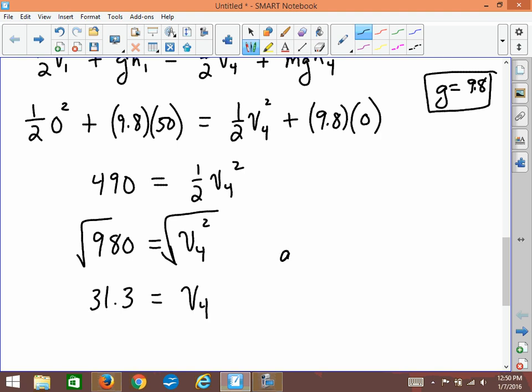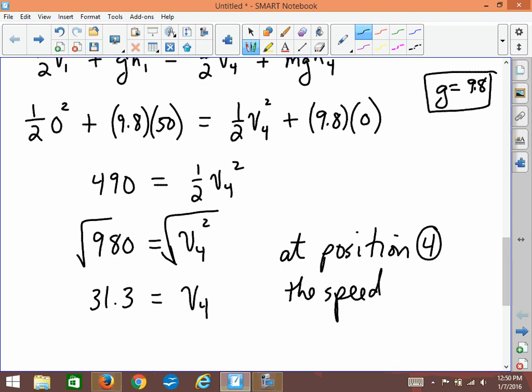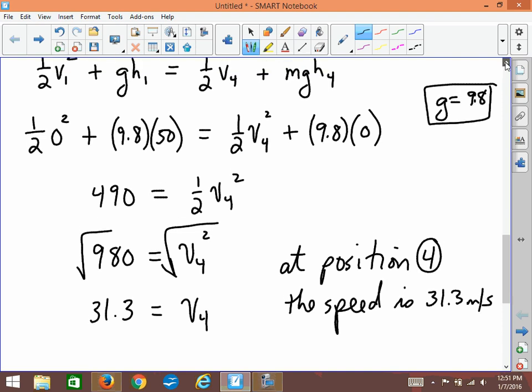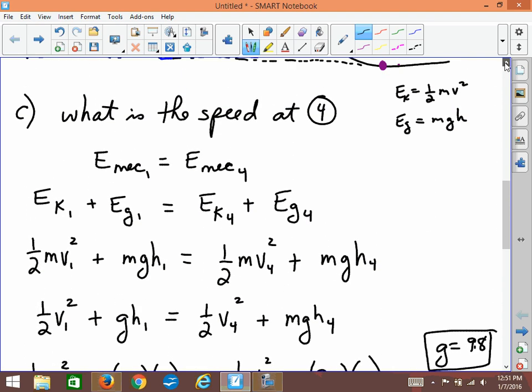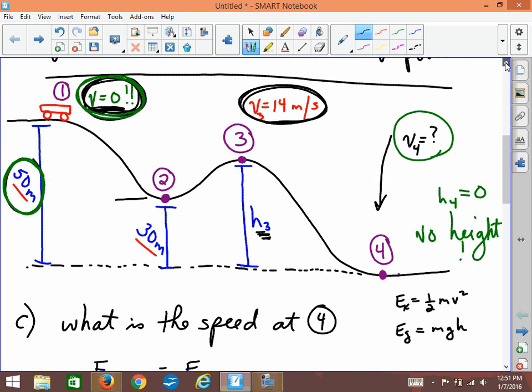So that means that at position 4, the speed is 31, very fast, meters per second. 31 meters per second, remember, is like 100 kilometers an hour, or close to it. Actually, a little bit more. The speed is 31.3 meters per second. That's fast. And that makes sense, because when the roller coaster has gotten to the bottom, all of the height is gone, which means all of the gravitational energy has been turned into speed. So that's when it's going the fastest.